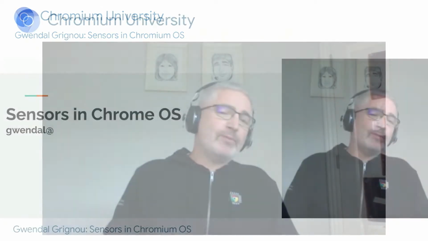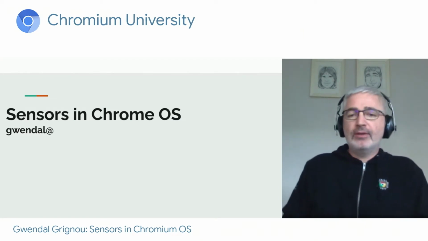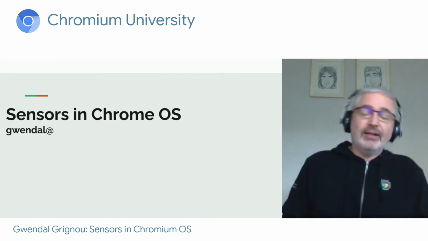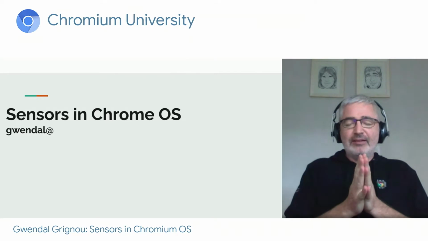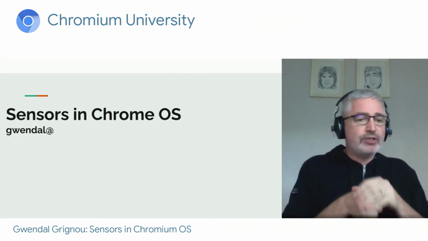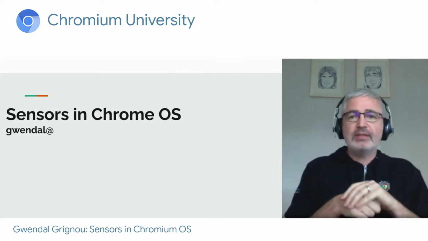Before we dive into the gory detail, I want to talk about what I mean by sensor in Chrome OS. The sensor I'm going to talk about today is what we call the MEMS sensor, the micro-electro-mechanical sensor, the small sensors like the gyroscope, accelerometer, compass, light sensor, and proximity sensor.